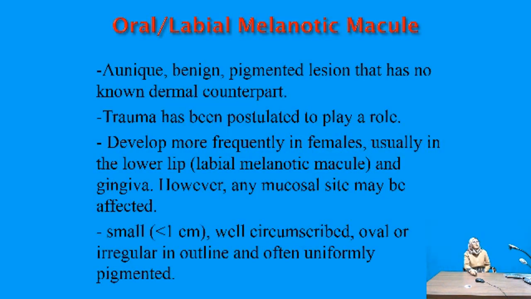The second lesion is called oral labial melanotic macule. It is a unique benign pigmented lesion that has no dermal counterpart, just in the oral mucosa. Trauma has been postulated to play a role. It develops more frequently in females, usually in the lower lip, the site of predilection, and gingiva. However, any mucosal site may be affected. Small, less than 1 cm in size, well circumscribed, oval or irregular in outline, and often uniformly pigmented.